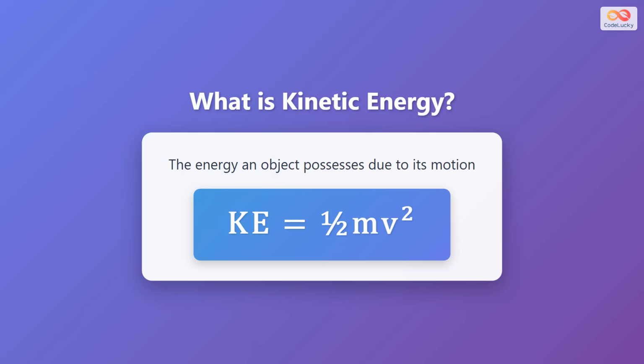So what exactly is kinetic energy? Kinetic energy is the energy an object possesses due to its motion. Any object that is moving has kinetic energy. The faster it moves, the more kinetic energy it has. We calculate kinetic energy using a specific formula, KE equals ½mv². This formula tells us that kinetic energy depends on two factors, the mass of the object and its velocity. Let's break down this formula in detail.